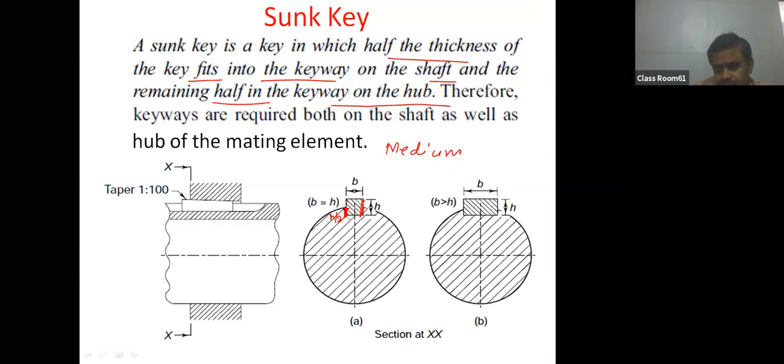So this part is under forces. You can say this part is under forces. Forces are developed on the surface of the key. So this force analysis is necessary for the design of the sunk key.